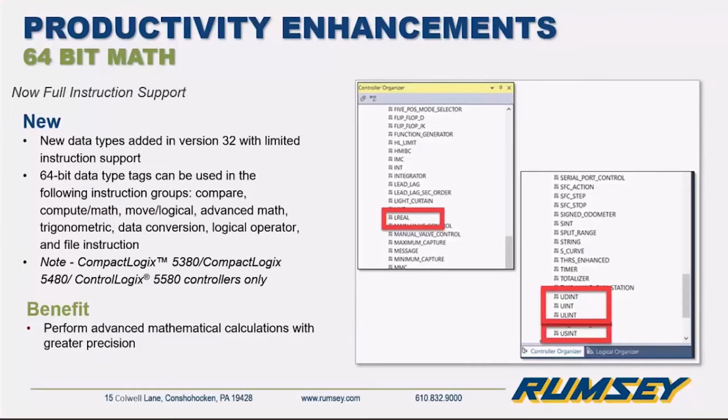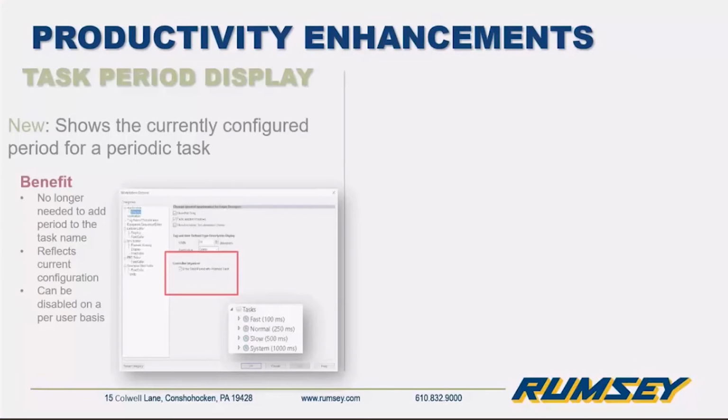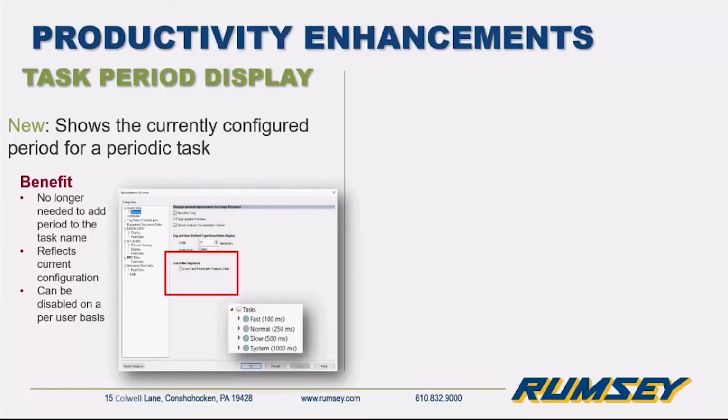64-bit math has been extended. We brought that in on the last release, but now this takes it across the board, I think, for just about all the math instructions. Apparently there's a fairly large need for it. We went from 16 and 32, now we're up to 64-bit. So if you need to do anything with that, that's in there now. And some of the other smaller enhancements are task period display. When you create a periodic task, you can see it'll be displayed along with it, so you can now see what the time period is, so you don't have to open them up every time.